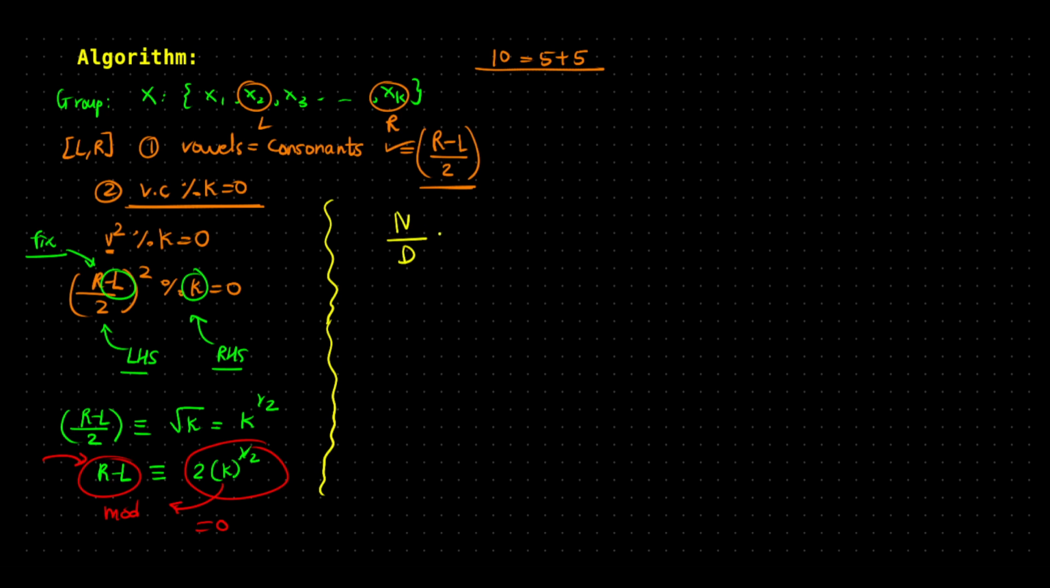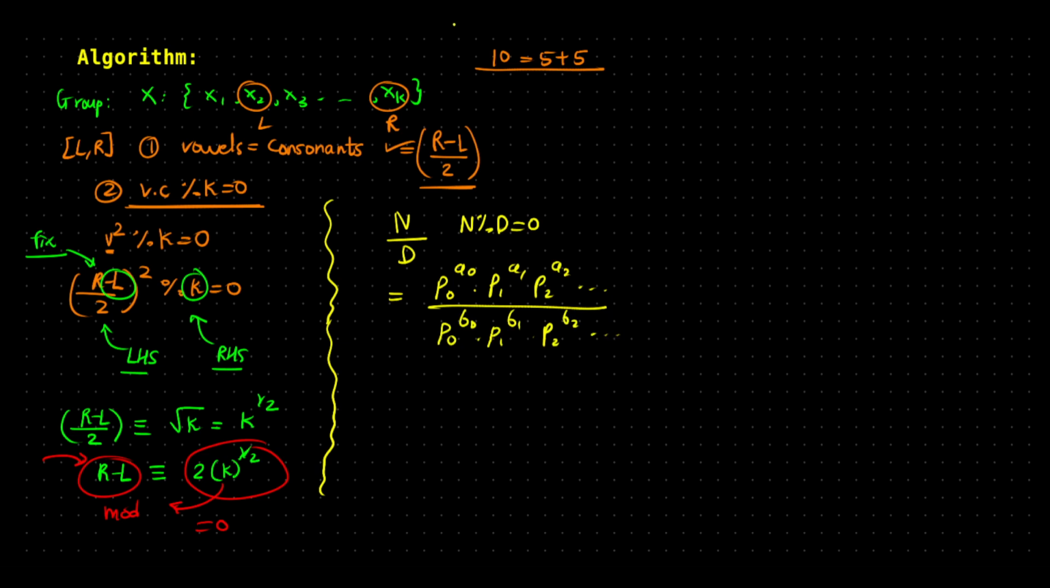This fraction is divisible, that means n is divisible by d, only when the condition is as follows. So let's say the prime factorization of n is as follows: p raised to, let's say, a0, a1, a2, and so on. And the denominator consists of b0, b1, b2, and so on.